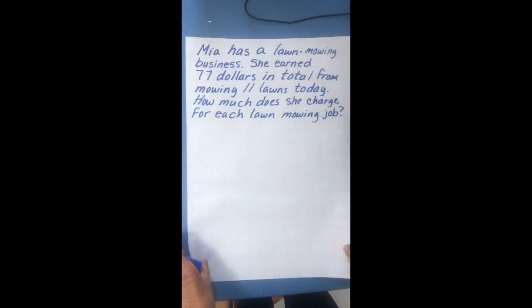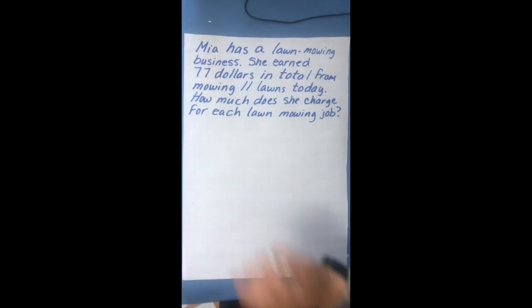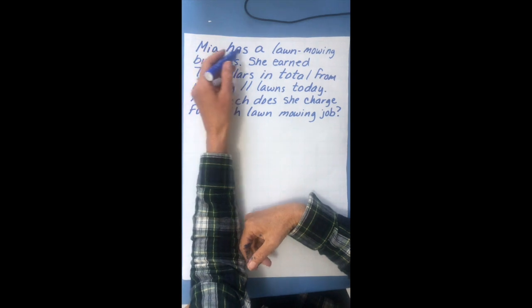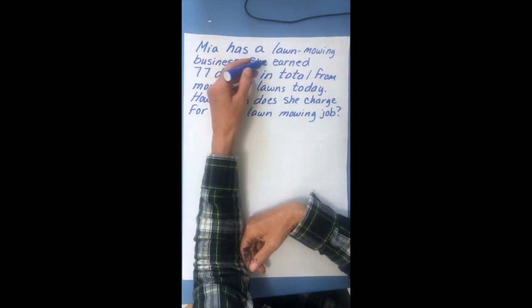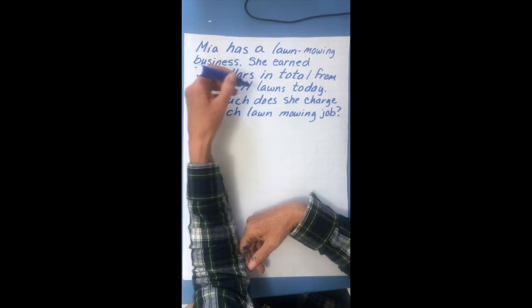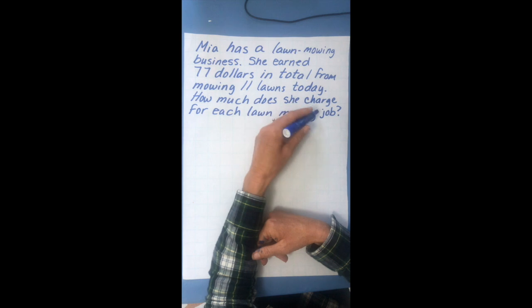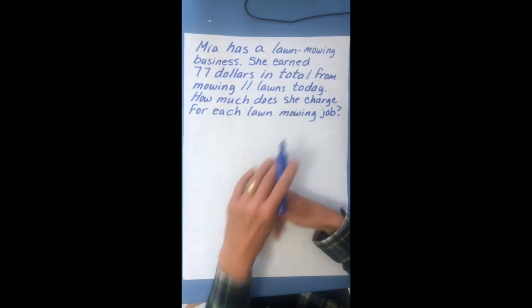So in this problem, it's a word problem, which scares me a little, but I know I just have to read it carefully and maybe draw a picture. It says, Mia has a lawn mowing business. She earned $77 in total for mowing 11 lawns today. Well, that's a lot of money. How much does she charge for each lawn mowing job?